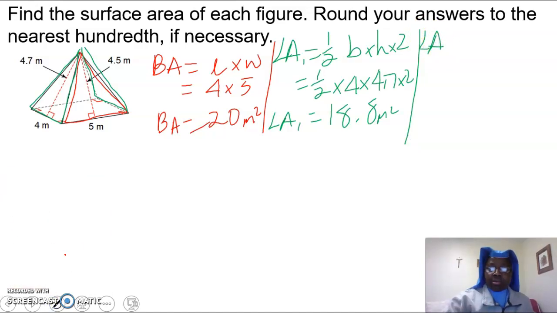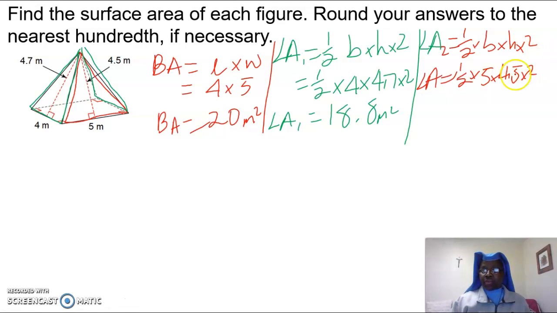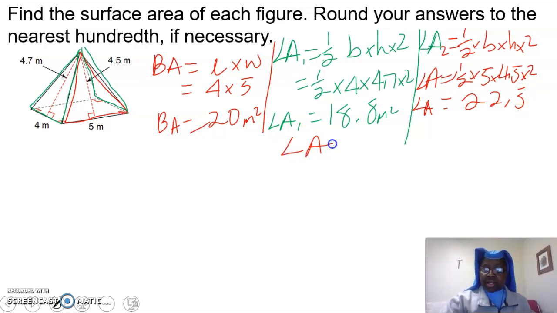We do the same thing for lateral area 2, the one we marked in red. The base is 5, the slant height is 4.5, and then the one opposite. So it's going to be 1/2 times the base times the height times 2. So 1/2, the base is 5, the height is 4.5, times 2. Again, the 2 and 1/2 are going to cross out. So we just have 5 times 4.5, which is 22.5.